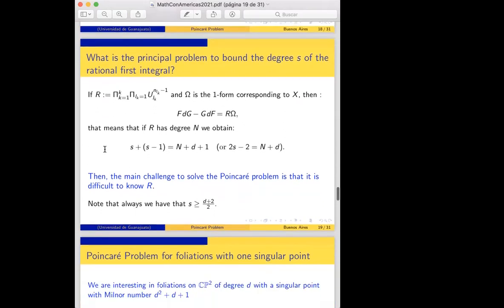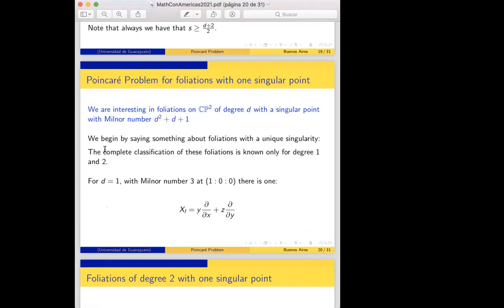Well, now I'm going to give the result. We work on the Poincaré problem for a special kind of foliations. Foliations with one singular point, just one singular point. In this context, it's easy to say something about the rational first integral.